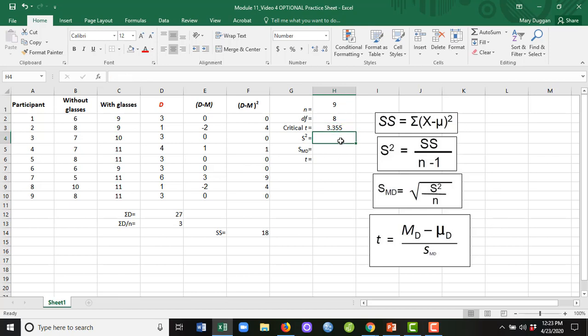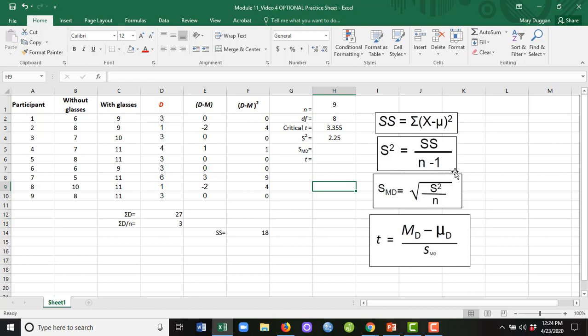So here we go. I'm going to type equals, pick my sum of squares, which is this right here, and divide it by n minus 1, which is my degrees of freedom here. So my variance is 2.25.